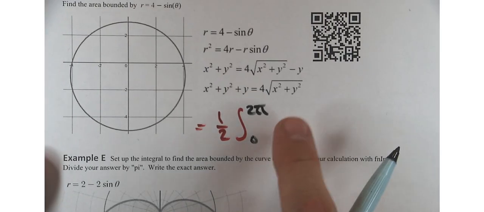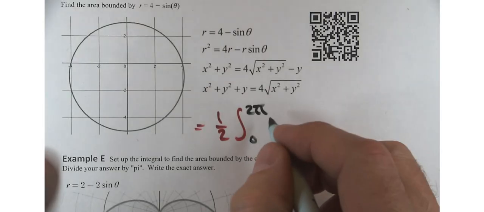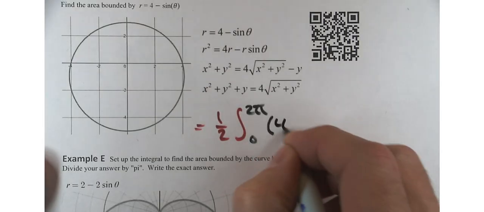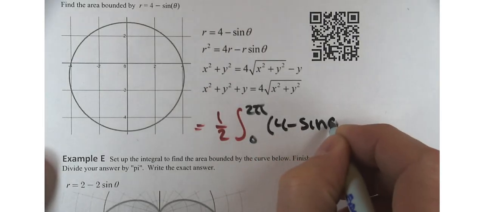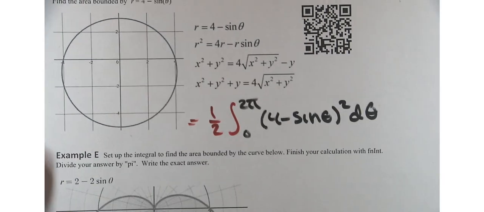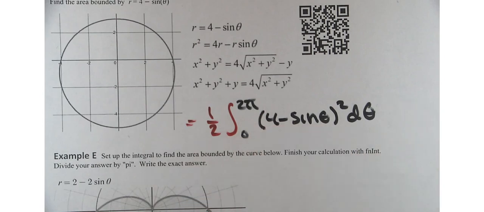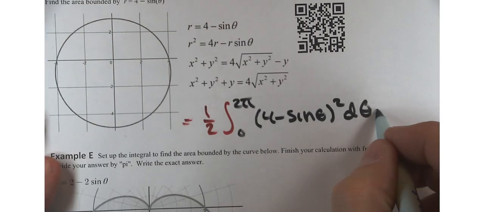What should I put in here for the integrand? 4 minus sine theta squared. Liz, do you agree with that? Yeah. All right. 4 minus sine theta, the whole thing squared, d theta. Now this is another one where you're going to have to use that power reduction formula. Yada, yada, yada, etc. Let's try a little experiment here.